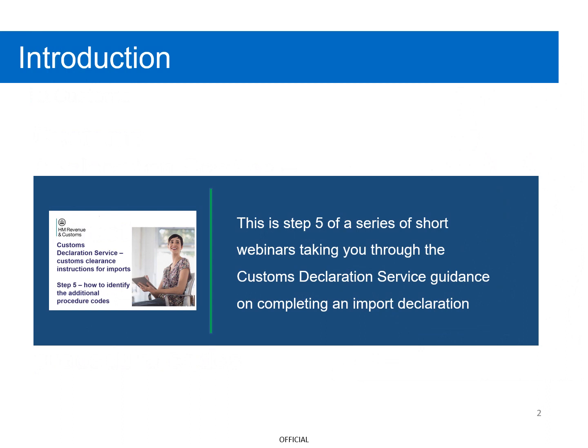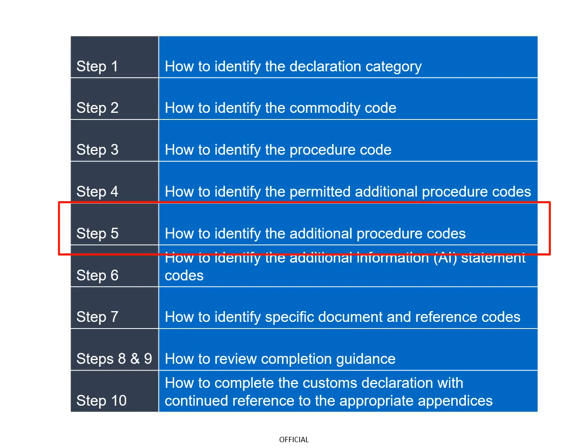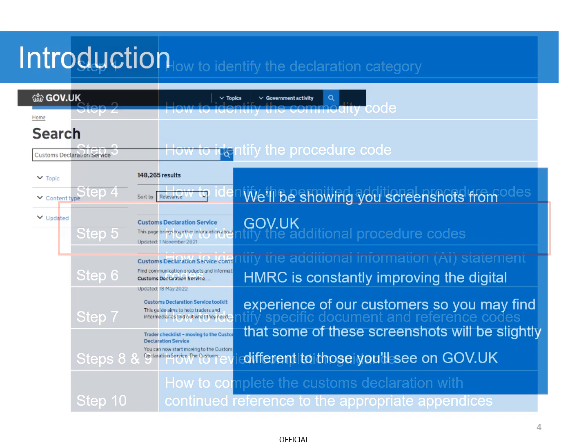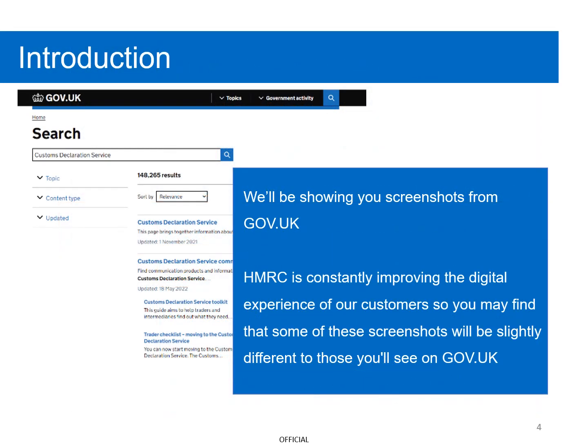This is step 5 of a series of short webinars taking you through the Customs Declaration Service guidance on completing an import declaration. This table sets out the step-by-step guides we'll be covering in this series. We will be showing you screenshots from gov.uk. HMRC is constantly improving the digital experience of our customers, so you may find that some of these screenshots will be slightly different to those you'll see on gov.uk.